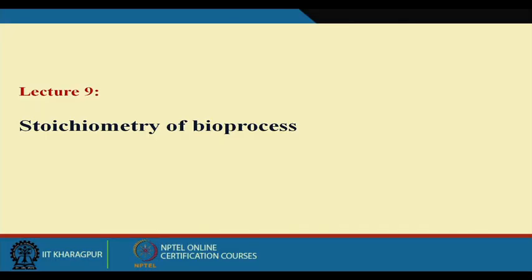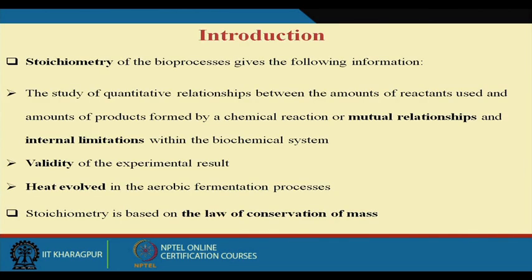Today I am going to discuss the stoichiometry of bioprocess. Now if you look at the stoichiometry of the bioprocess, it gives three different pieces of information. First, it gives the information to study the quantitative relationship between the amount of reactant used and the amount of product formed by a chemical reaction, or mutual relationship and internal limitations within the biochemical system.